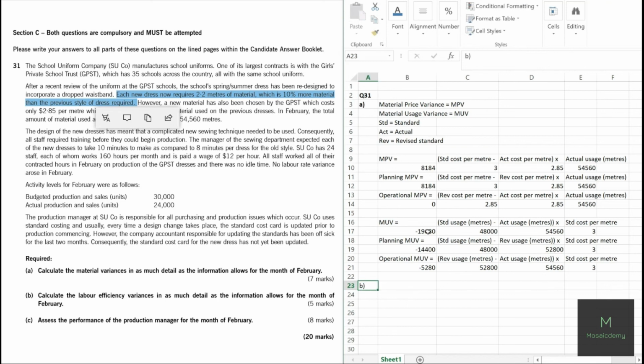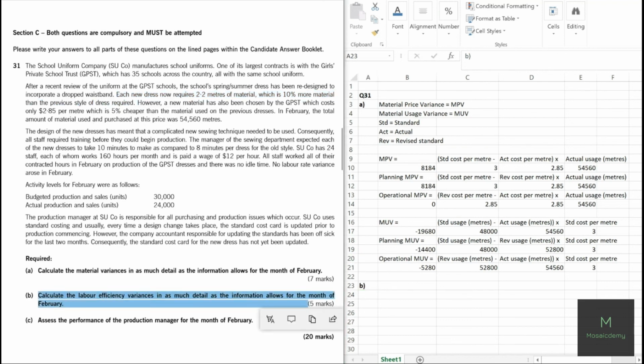So part B is also a calculation, this time for 5 marks. This time it says calculate the labor efficiency variance in as much detail as the information allows for the month of February. And labor efficiency variance, not the labor variances. So we don't need to worry about the labor rate variance or the idle time variance. And once again, in as much detail as possible, so we need to calculate the planning and operational labor efficiency variances as well. So let's write them down.